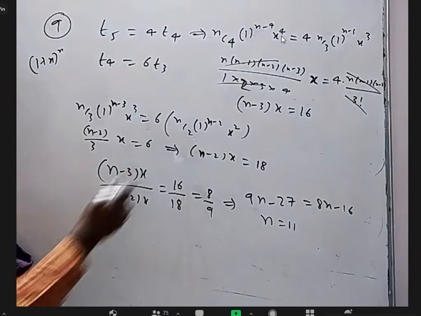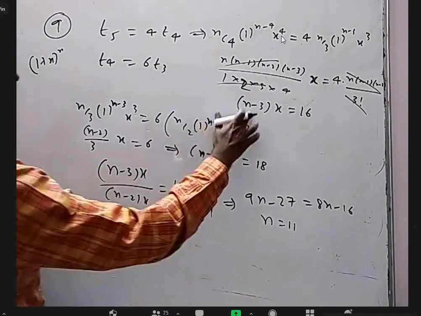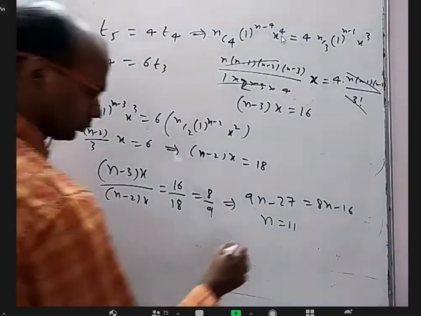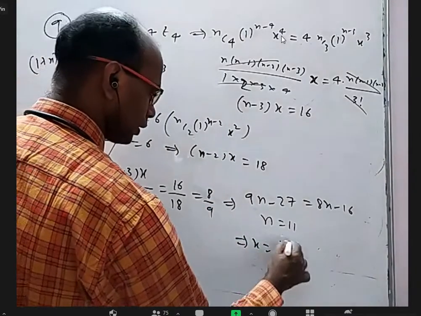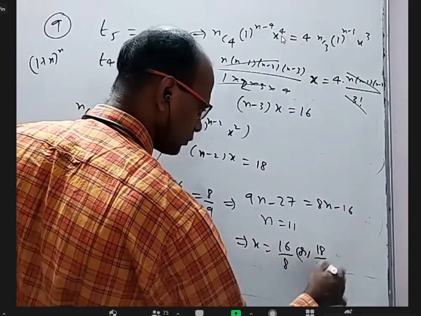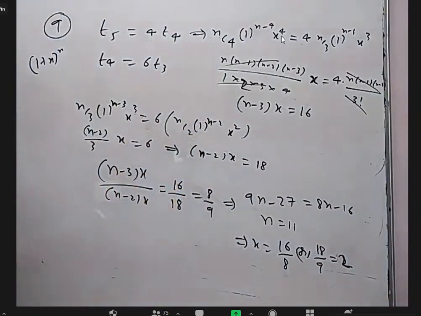N equal to 11, you put it, you will get x anywhere, either here or here. If I put here, x is either 16 by 8 or 18 by 9, which is 2. So n is 11 and x is 2. Just solving. Formula is only one: T(r+1) is nCr, x power n minus r, y power r.